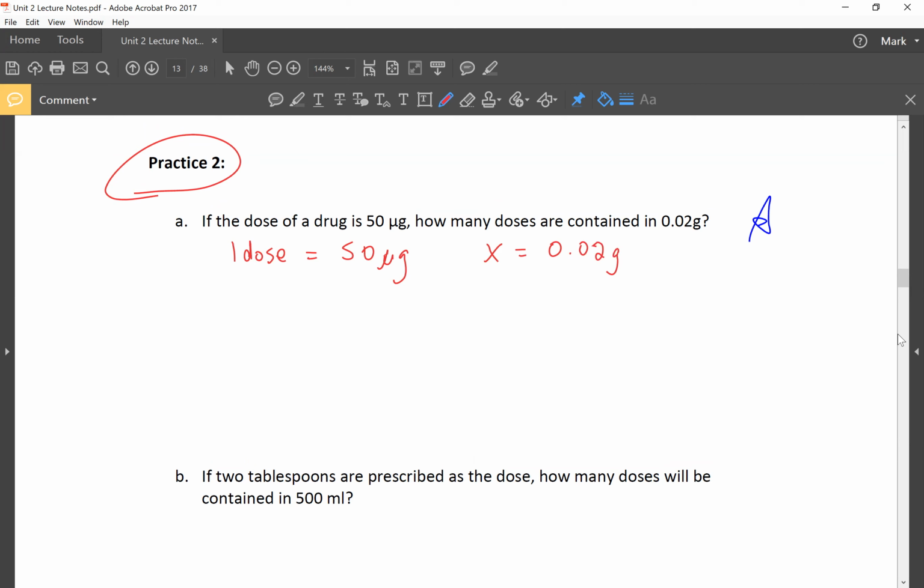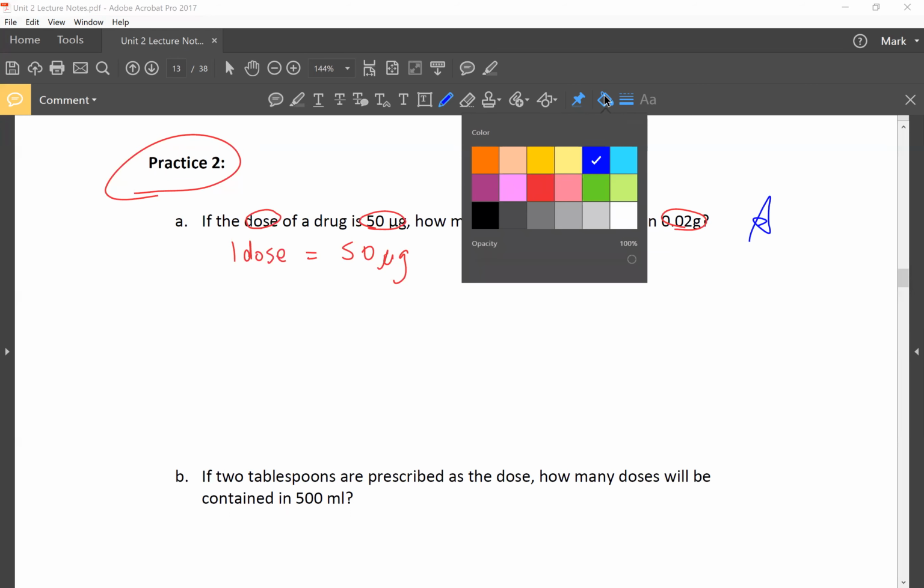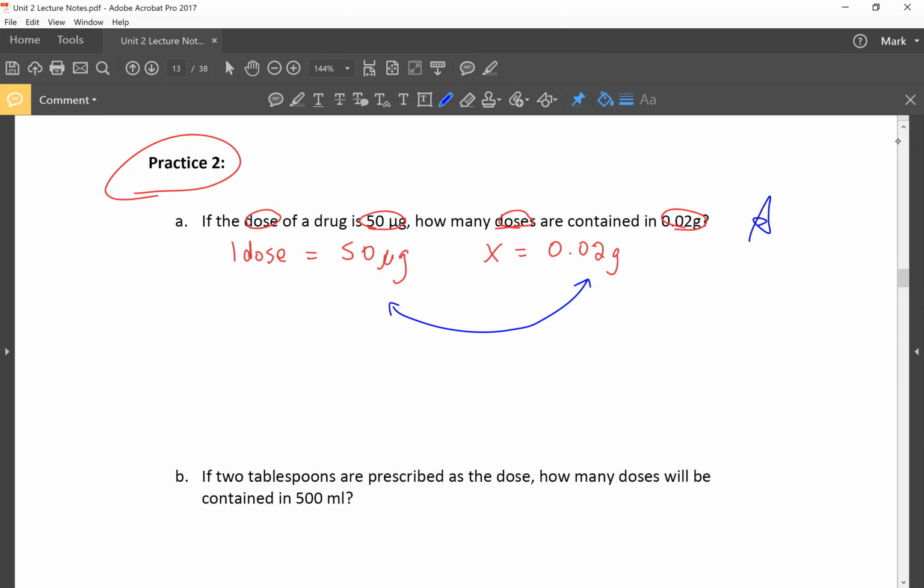This is more like what I thought the last question was going to be like, because I'm comparing doses with an amount, doses with an amount. The only problem here is these numbers need to be the same. So I can convert milligrams to grams. I can convert micrograms to grams, or grams to micrograms. As long as the units are the same, I'm okay. I'm going to convert grams to micrograms.